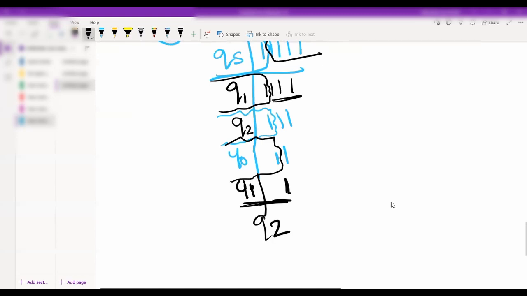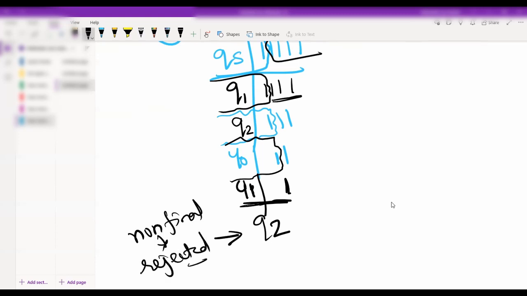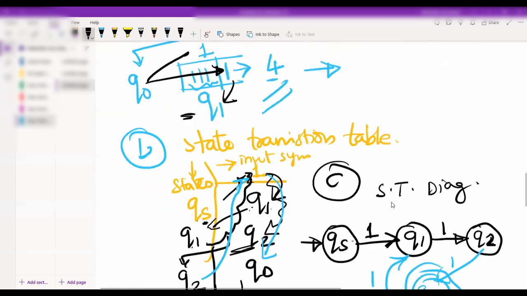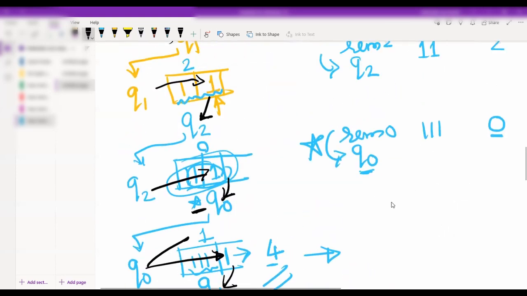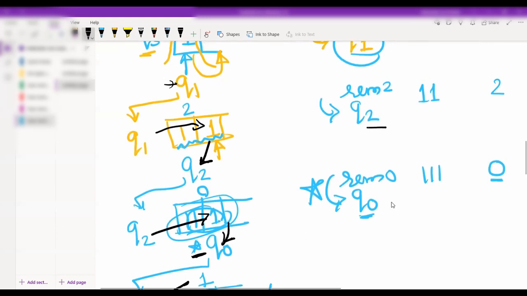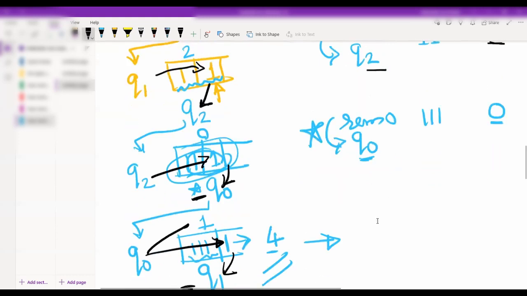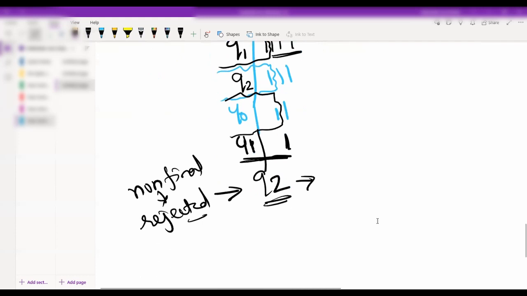That means whenever you reach your result endpoint at a non-final state, a non-final state represents that your string is rejected. Okay, what is this Q2? Q2 represents remainder 2. So this string is rejected by your FA.